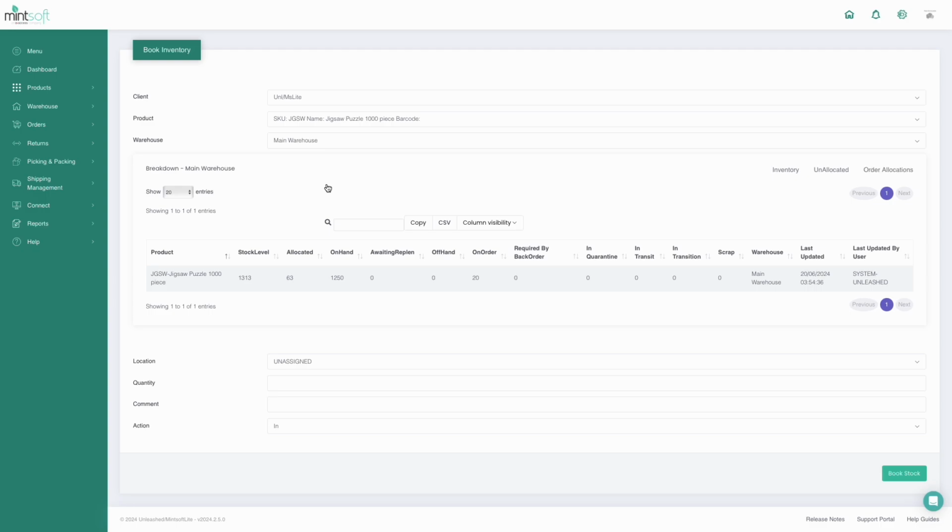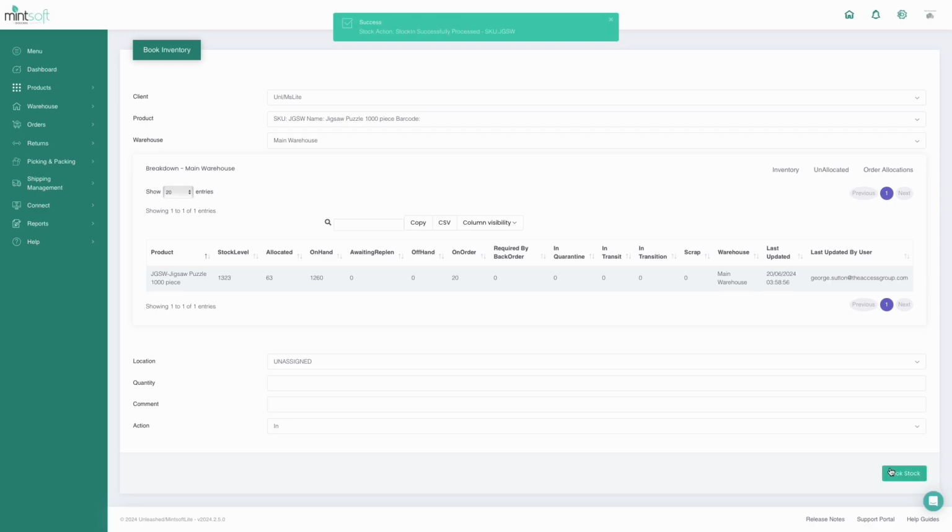And for a positive adjustment, once again go to Warehouse, Book Inventory, and select the product and warehouse. Next, choose the bin location and enter the quantity. Select Action In and click Book Stock.